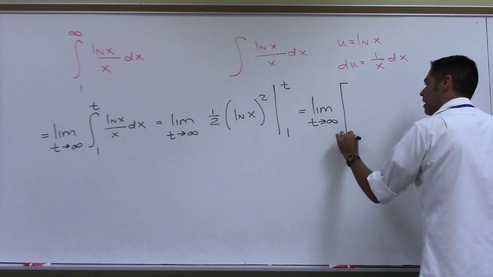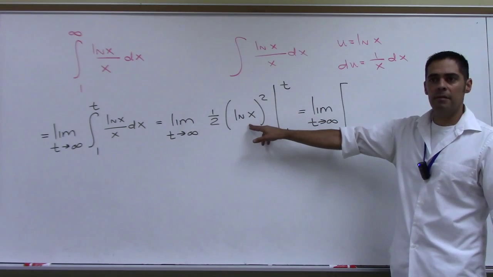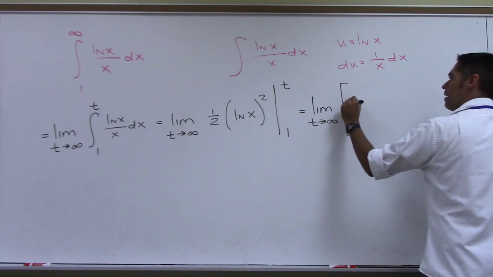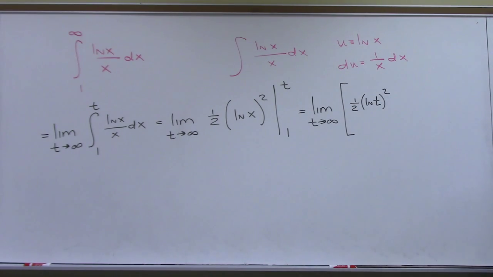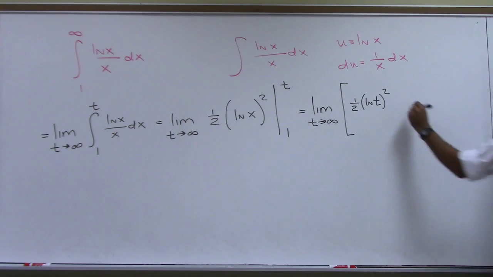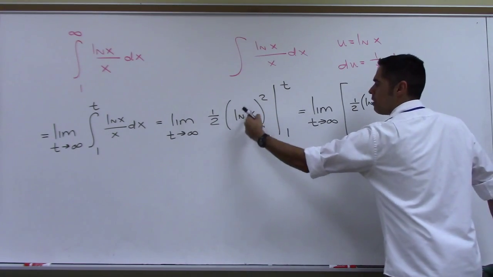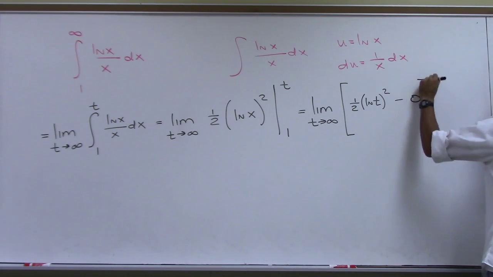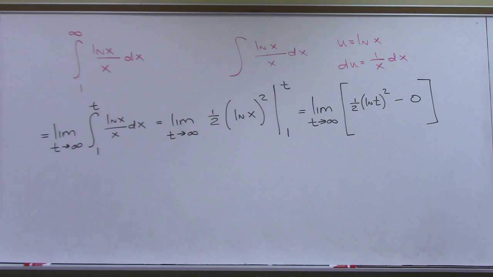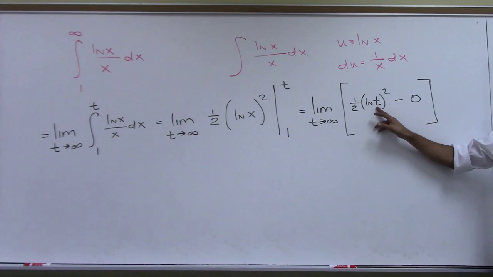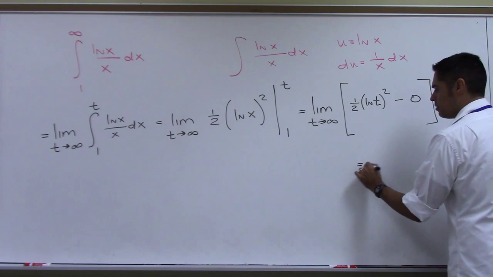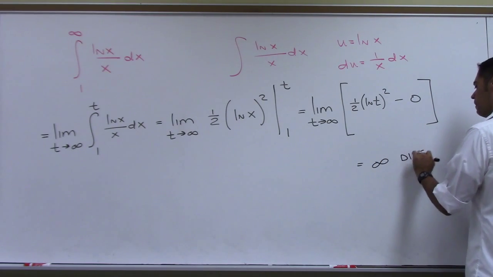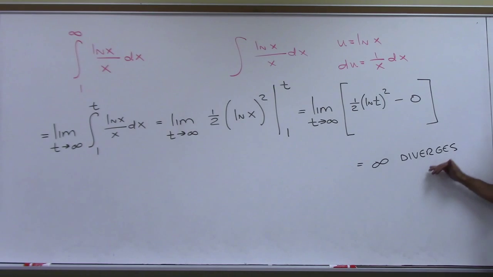All right, let's plug in. T goes in here first. So you get 1/2 natural log t squared. That's what you get if you plug in t. And then minus, now plug in 1. Natural log of 1 is 0, so this is just 0. And now let t go to infinity. Natural log of infinity blows up. This goes to infinity, which means it diverges. The integral diverges.